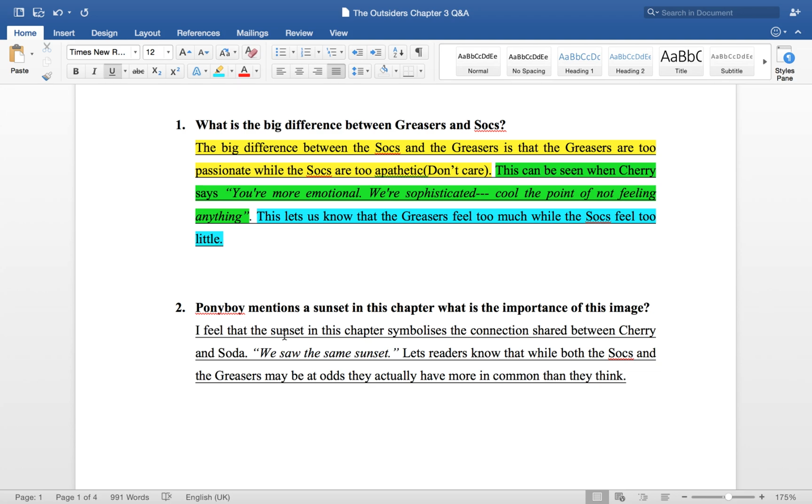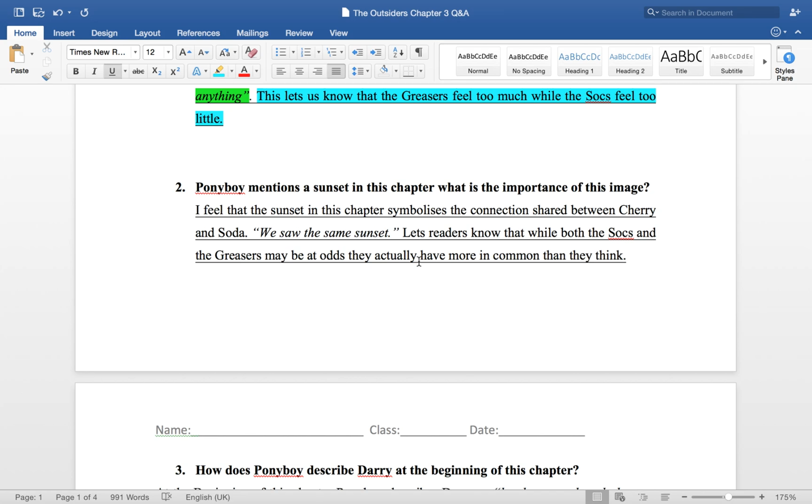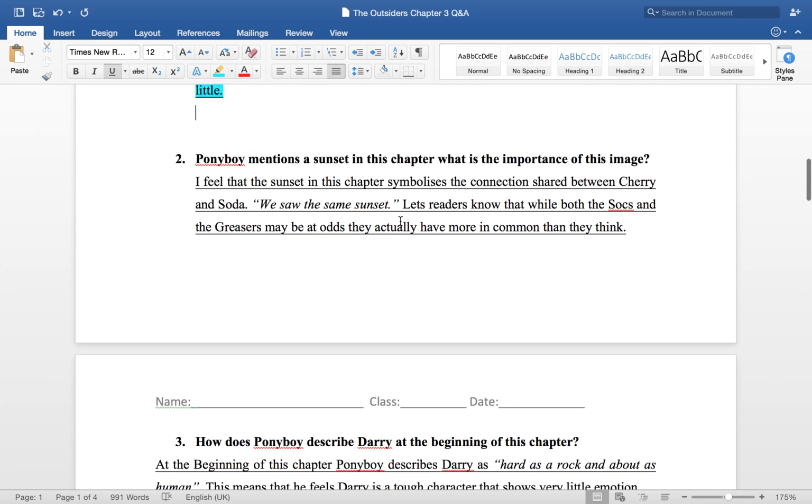I feel that the sunset in this chapter symbolizes the connection shared between Cherry and Soda. So we saw the same sunset is my quotation. It lets readers know that while both the Socs and the Greasers may be at odds, they actually have more in common than they think. As we talked about in class, it's about that connection, that they're still people, they're still living in the same land, they still look up at the sky and see the same sunset, the same stars, that they have more in common than what separates them.